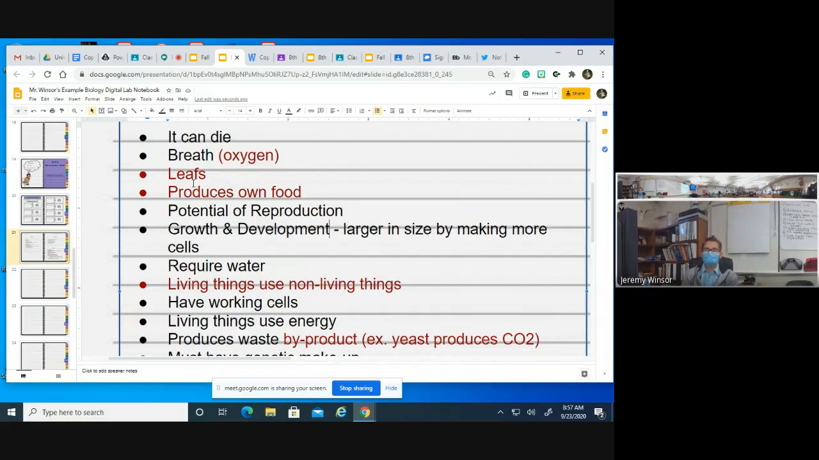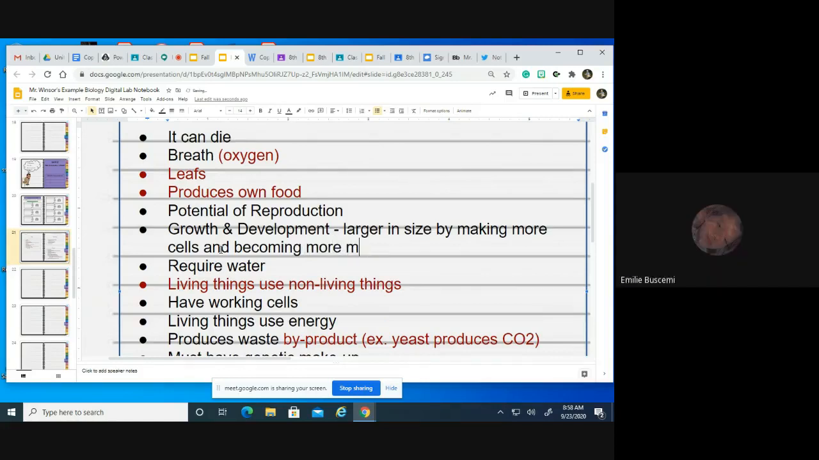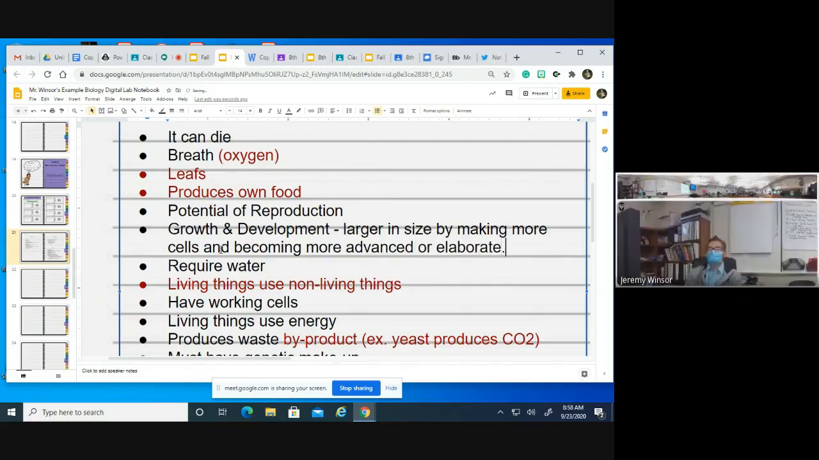Growth and development. So you're becoming larger in size by making more cells. And what else did we say regarding development? Becoming more what? Advanced or elaborate. Are we okay with that? Miss Emily, can you support that? Yeah. Okay. So right now, our model has growth and development. You're becoming larger in size by making more cells and becoming more advanced or elaborate.